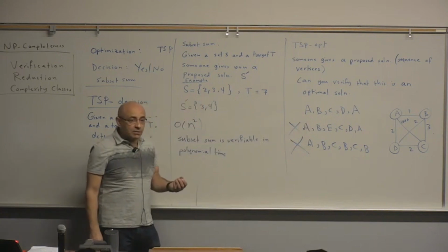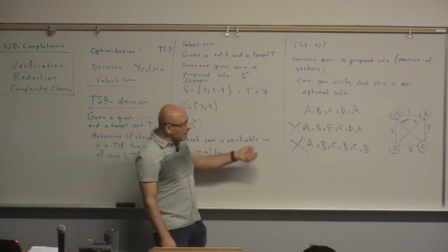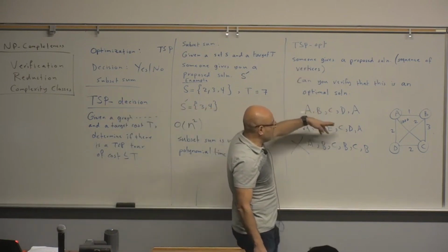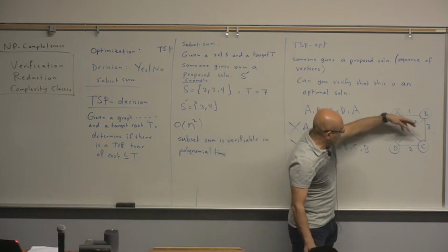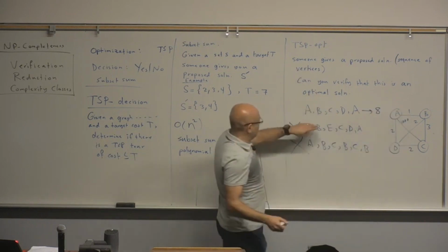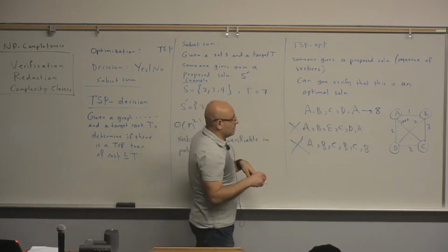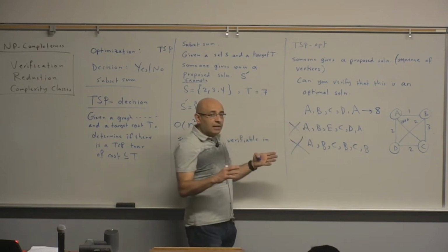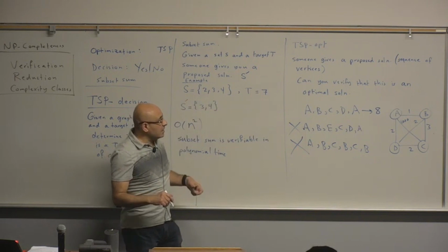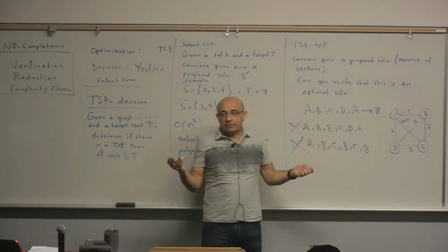But what is not easy to verify is optimality. To verify that it's optimal. And I can calculate the cost of this. I can just sum the edge weights, and this will give me, 4 plus 4 is 8. So this is a correct solution. It satisfies all the constraints. It's indeed a cycle, and all the vertices exist in the graph, and I'm not repeating any vertices, and the cost is 8. But so what? Is 8 optimal or not?